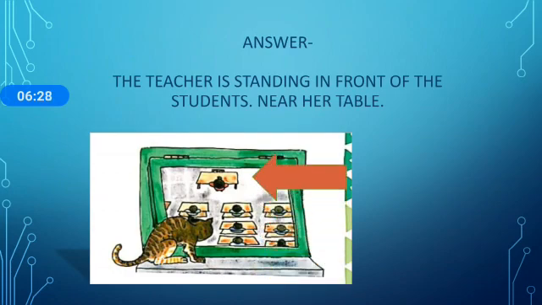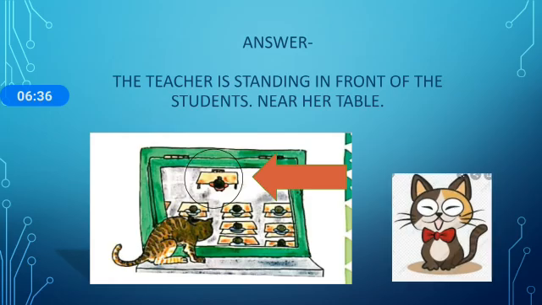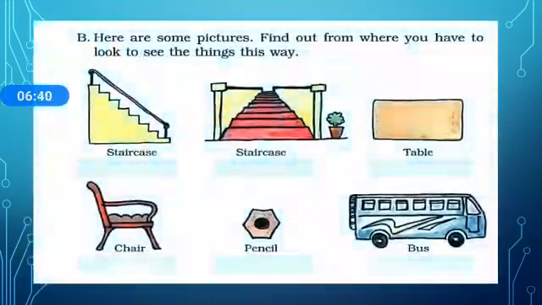The red arrow is pointing towards her. And now we have encircled her. The cat is very happy now. This is the second practice question.